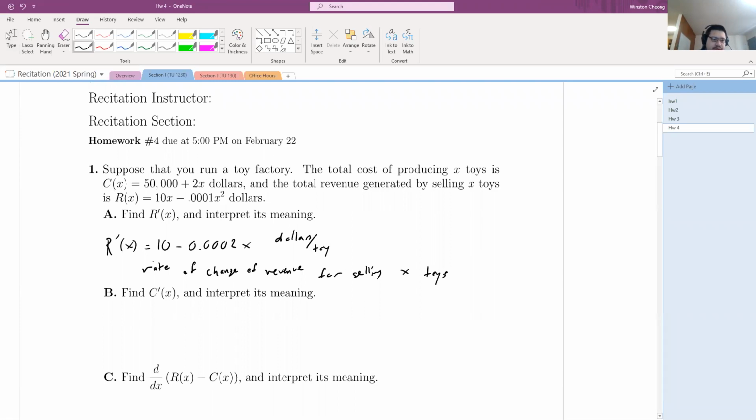Okay. And then, well, the function for cost, take its derivative. You see that you just get a constant equal to 2. And this is also going to be dollars per toy.